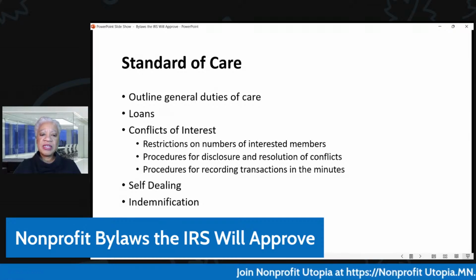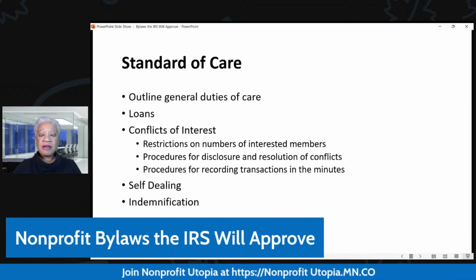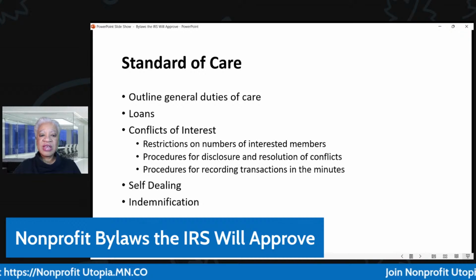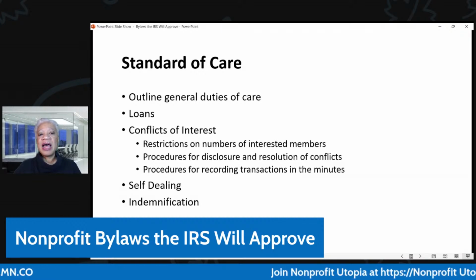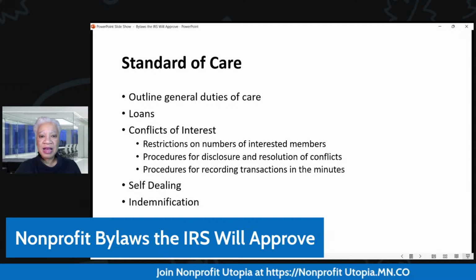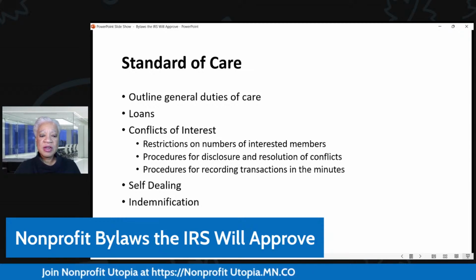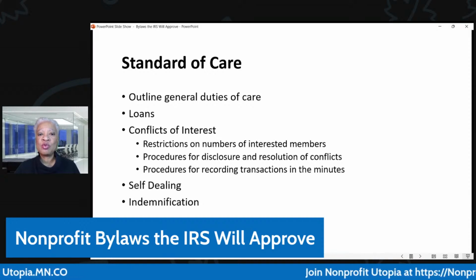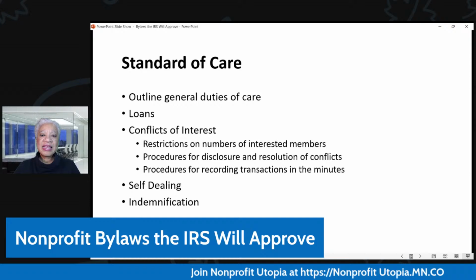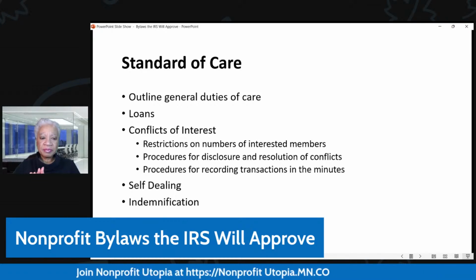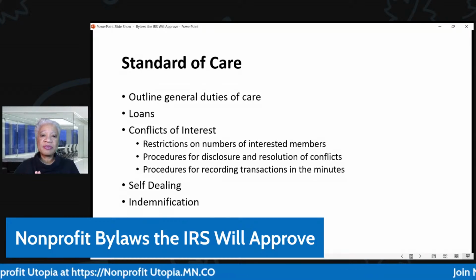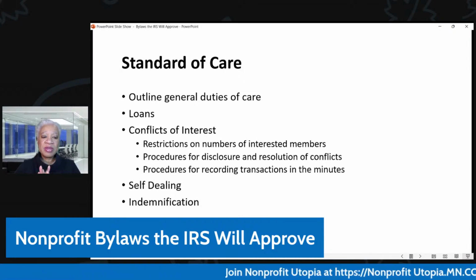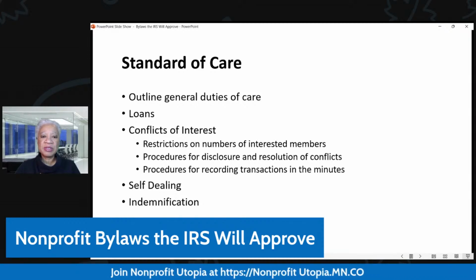You also want to have procedures for disclosure of potential conflicts of interest, how you're going to handle it. In the event that there is a conflict of interest, how will that conflict of interest be resolved? You want to have procedures for recording those transactions in the minutes. Why? You want to memorialize anything that could come back to bite you, right? So you want to carefully document why you're actually doing business with someone who has a potential conflict.